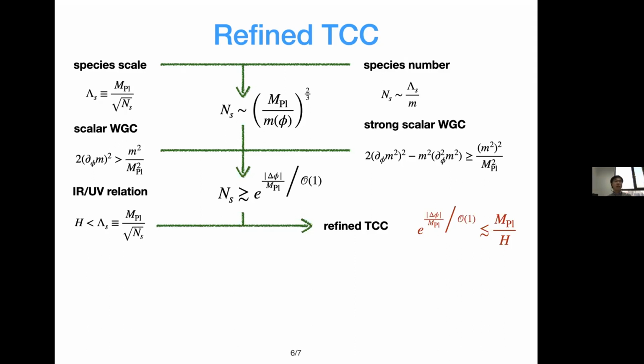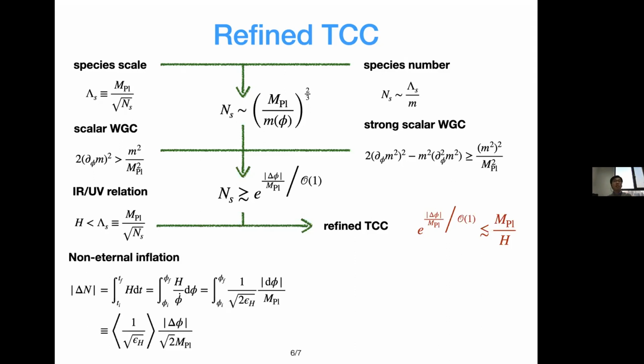For non-eternal inflation, there's a relation between the e-fold number and the field excursion. And our refined TCC in this case would become like this one. The physical meaning of this bound is illuminating. For a given inflationary potential in the effective theory below Lambda_s, the e-fold number is bounded by this bound. Otherwise, a larger e-fold number leads to a larger field excursion, and hence a larger number of particle states would be included to spoil the effectiveness of the original theory.